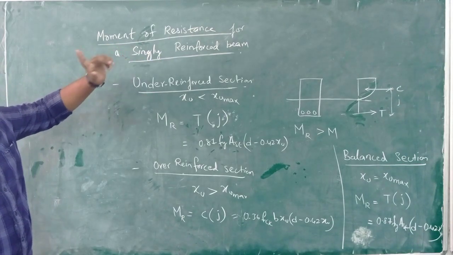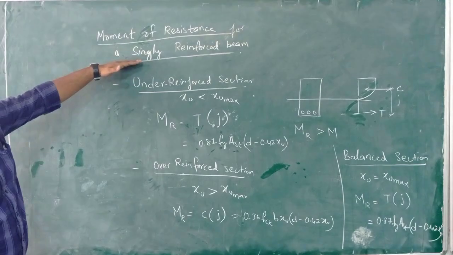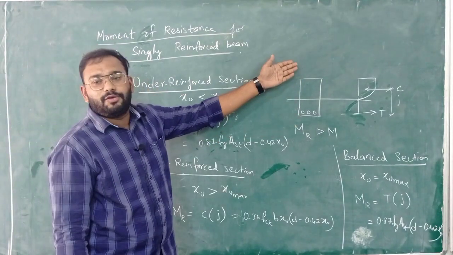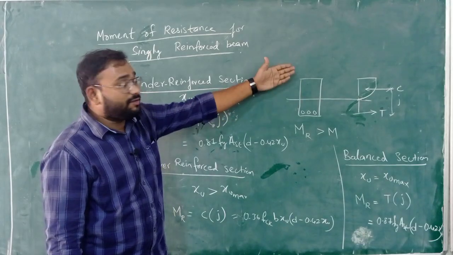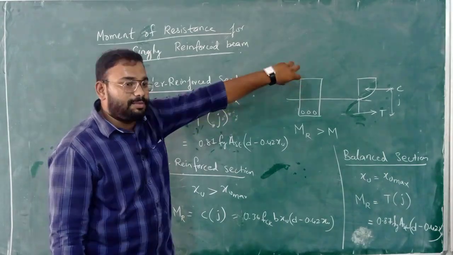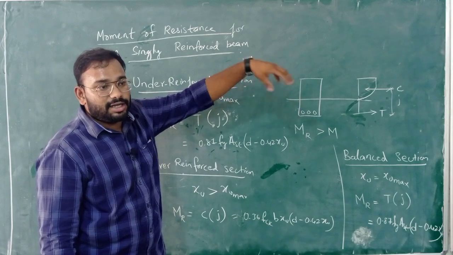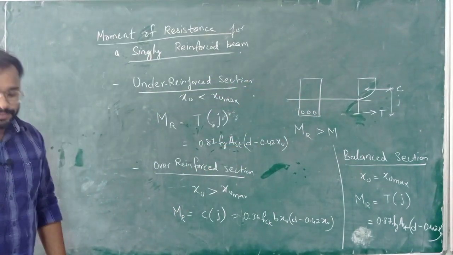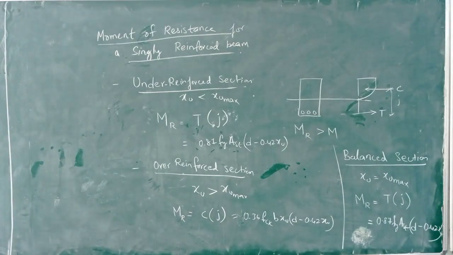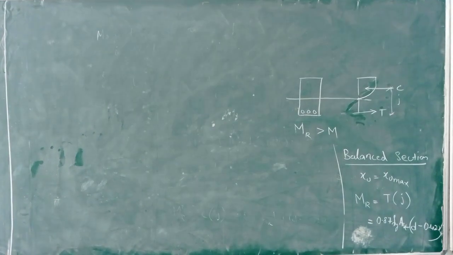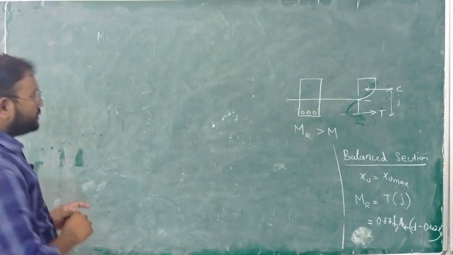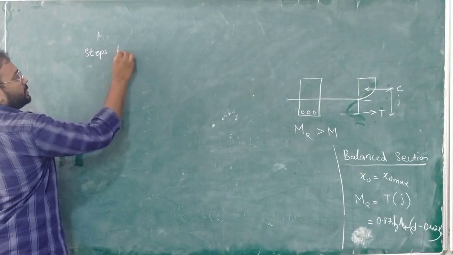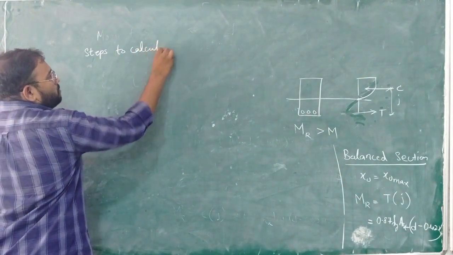So we calculate moment of resistance by using T multiplied by J here again. You should not use C into J. This T multiplied by J is equal to 0.87 Fy AST into (d minus 0.42 XU). Same formula as that of under reinforced section. So the formula will be the same for under reinforced and balanced section, whereas for over reinforced section it is C multiplied by J.